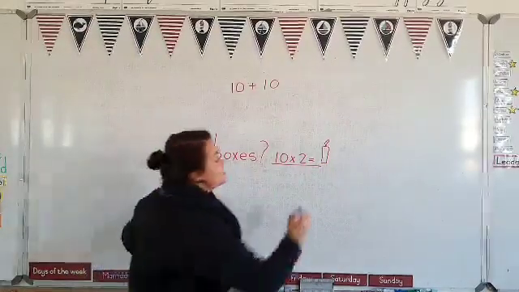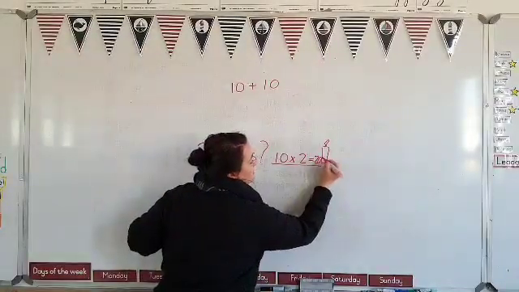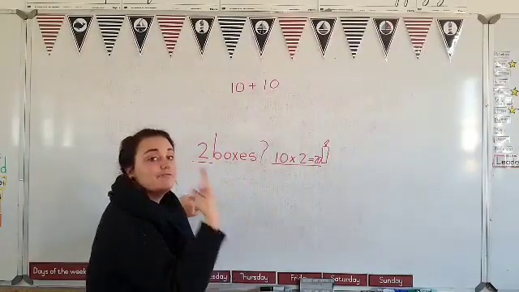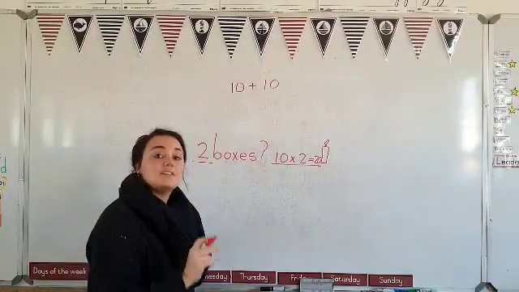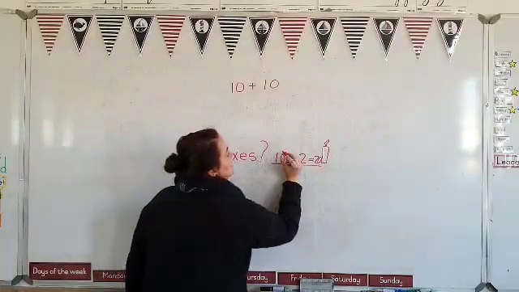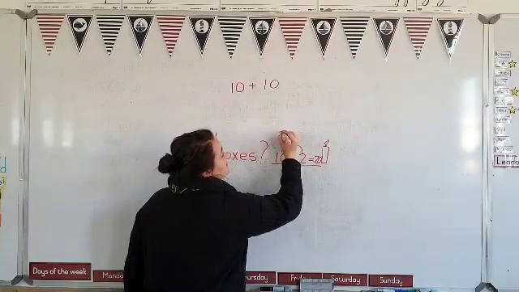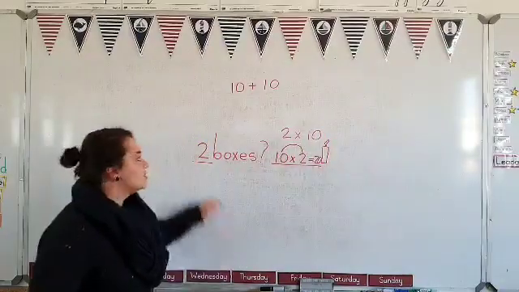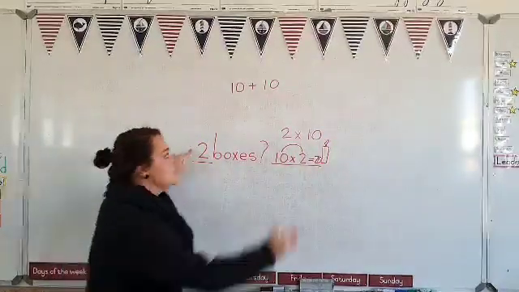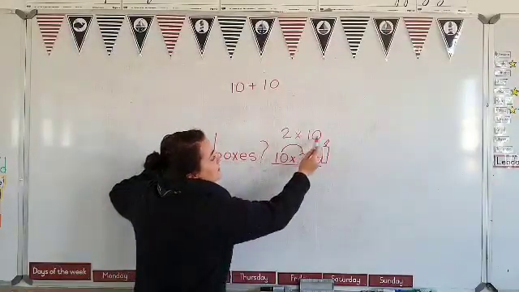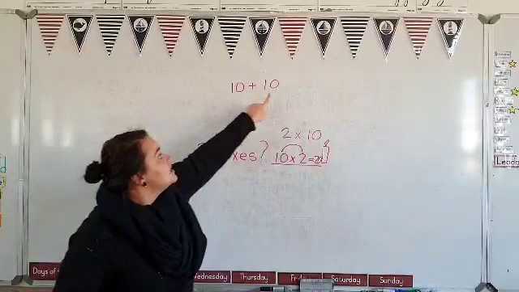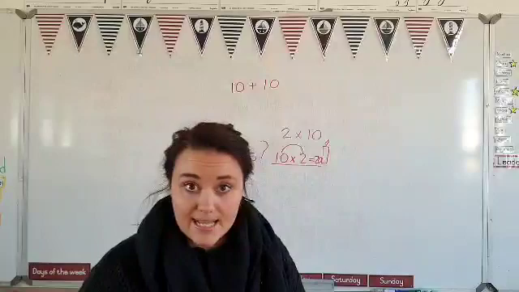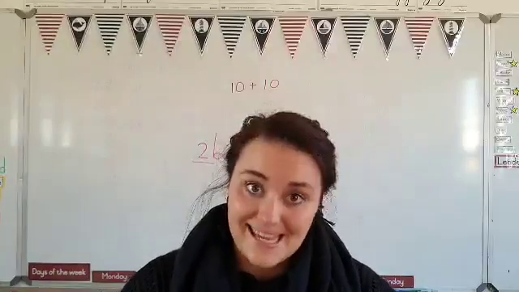10 times 2 is 20. Now remember, you can also write it in reverse, because when you write it in reverse, the answer will be the same. Reverse means you start with 2 times 10. That just means you started with the amount of boxes. There were 2 times how many inside each. Each box has 10. The answer would be 20. Okay, so that's how you can do question B.